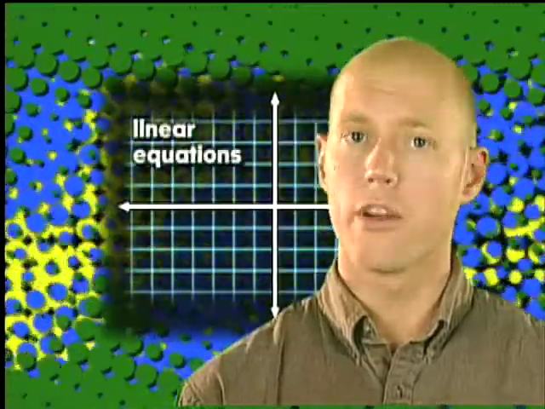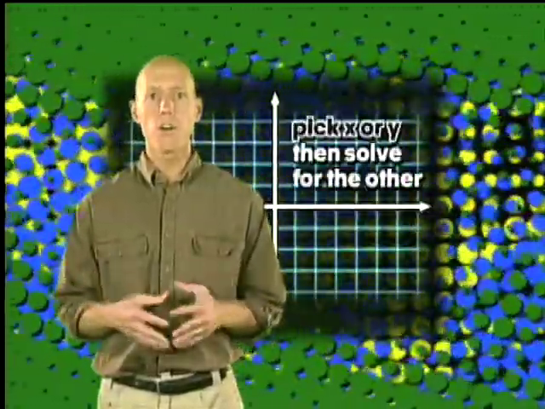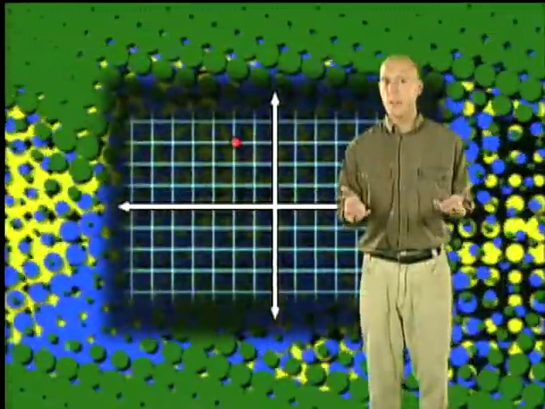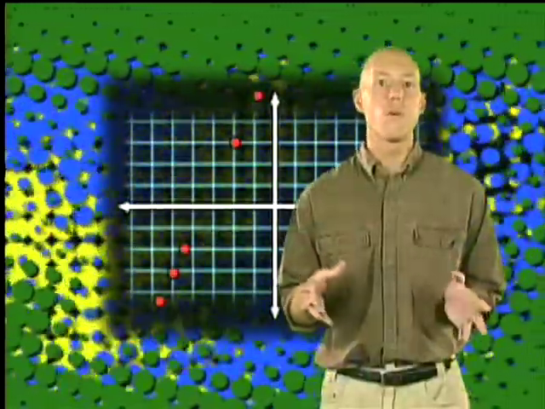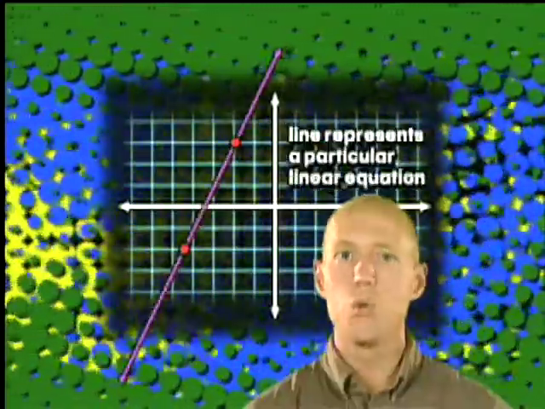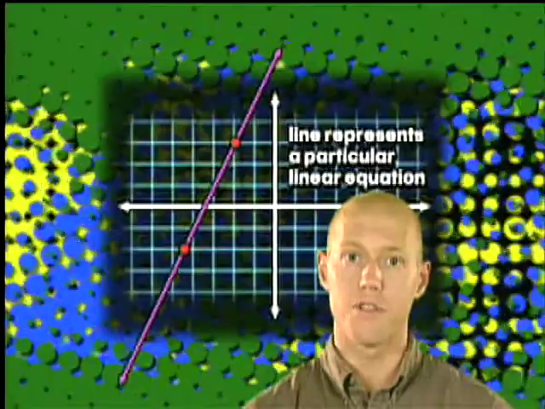Now we can also find points on a graph while we solve linear equations. We pick an x or y value and solve our equation to find the other. When we do solve the equation, we get our second coordinate and can plot a point on our graph. We can solve for as many points as we like, but we only need 2 points to determine a line. When we draw the line, it would be the graph of that particular linear equation.